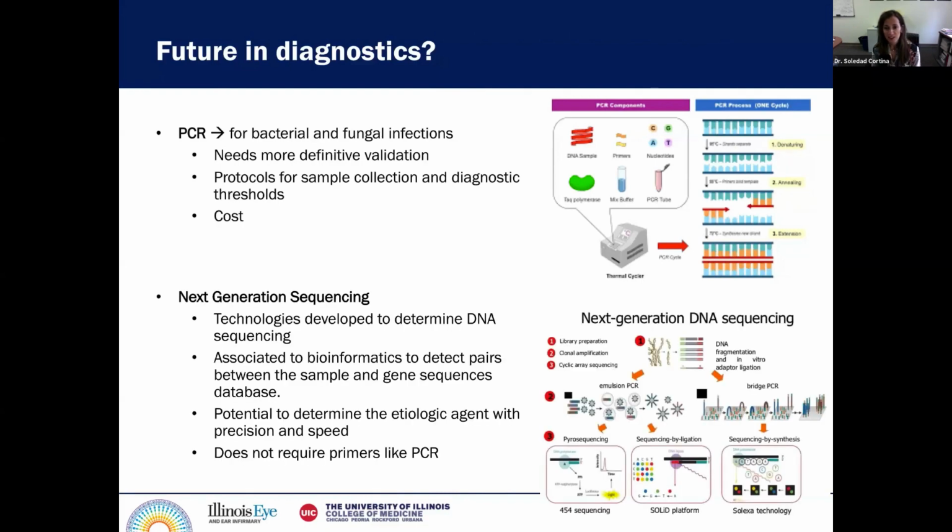Another interesting technology is next generation sequencing. These technologies were developed to determine DNA sequencing. It's associated with bioinformatics to detect matches between the sample that we've collected and a gene sequence database. It has the potential to determine the etiologic agent with a lot of precision and very fast. And it does not require primers like PCR. So potentially the application could be wider.